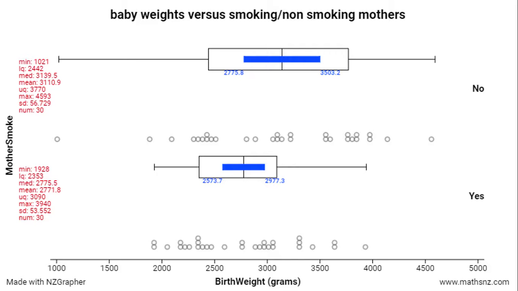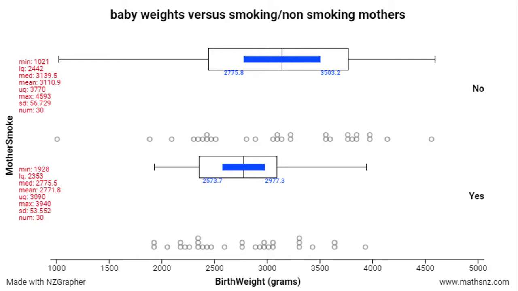And when you look at the graph from NZ Grapher, you'll see exactly the same. There's your top one there are your non-smokers, and the box and whisker graph contains that solid blue line, which is your confidence interval, and we've got the limits on there of 2,775.8 and 3,503.2, which are exactly the same values that we just found. So you'll also need to do that same calculation for your smoking mothers, and you'll get the same values that you see on that graph there, but you just need to show the working of how you got there. So that's the actual calculation.